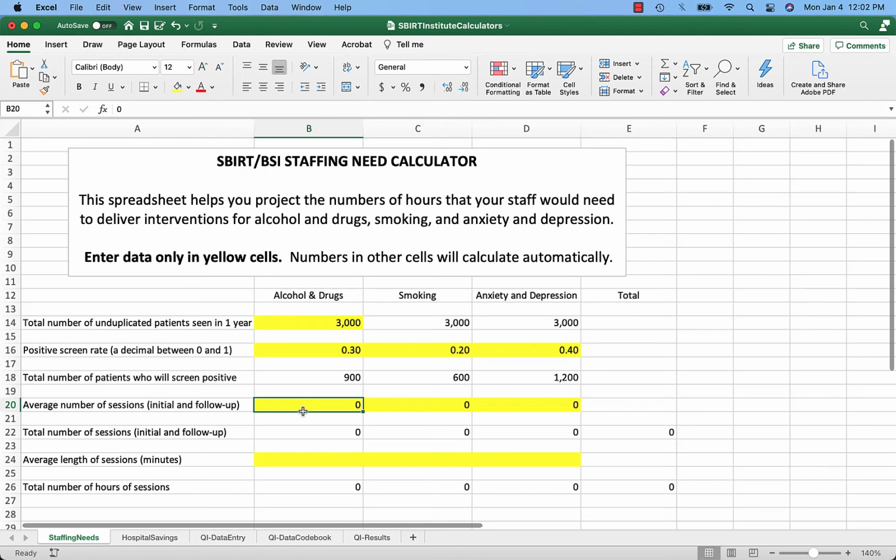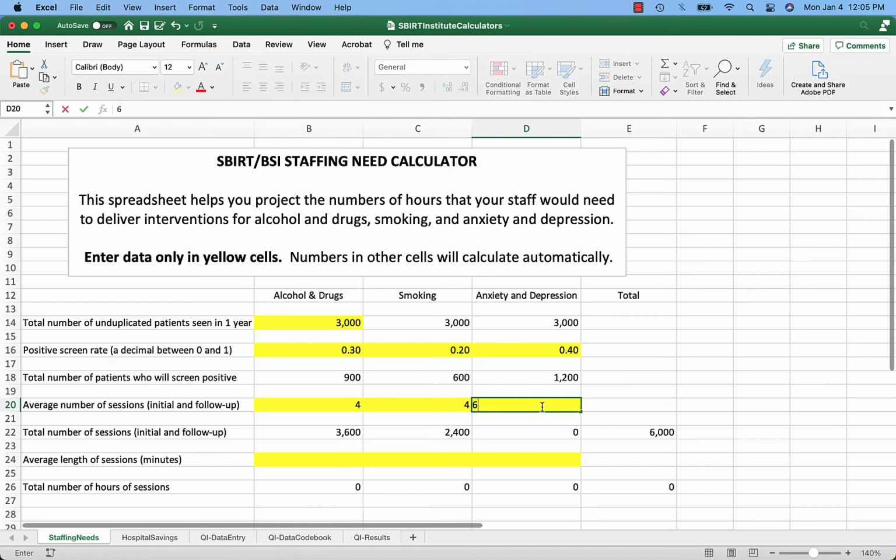Bear in mind that some patients will just have an initial intervention, only one session, while others might want lots of support to change. The key studies on the effectiveness of SBIRT offered 4 sessions per patient, so I'll put 4 for alcohol and drugs. Optimal services for smoking cessation require more than 8 intervention sessions, but many patients will not receive that number. So I'll enter 4 for smoking as well. For collaborative care for anxiety and depression, many patients require 10 sessions, but some patients don't receive that many. So I'll enter 6 for anxiety and depression.